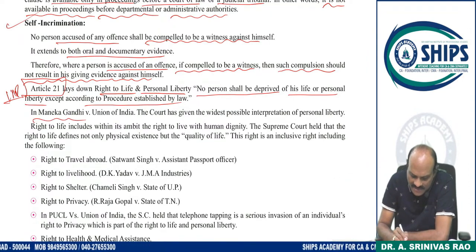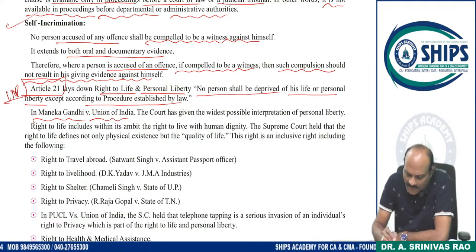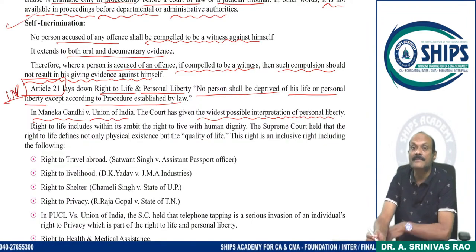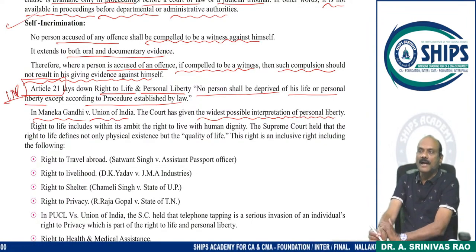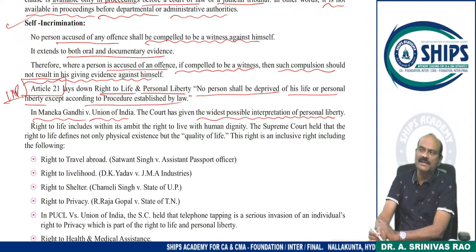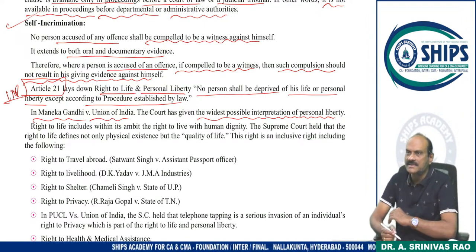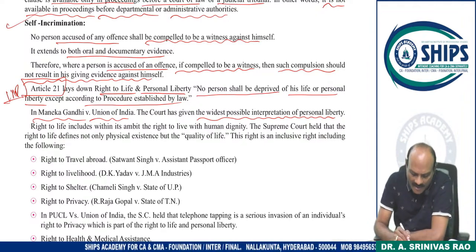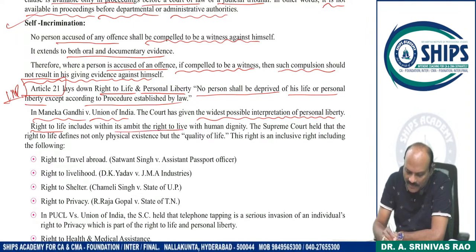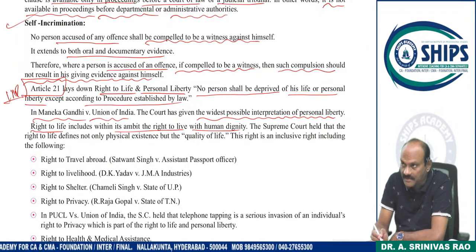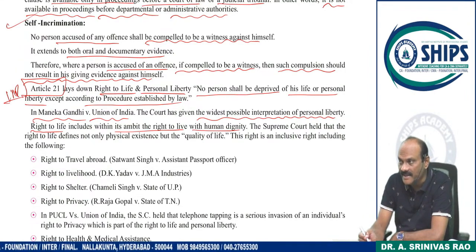In Maneka Gandhi versus Union of India, the court gave the widest possible interpretation of personal liberty. For Article 21, the best case is always the Maneka Gandhi case. It was an eminent case, and comparatively, huge definitions were given there. Right to life includes within its ambit the right to live with human dignity. Right to live with dignity. Nobody can suppress you from that right.